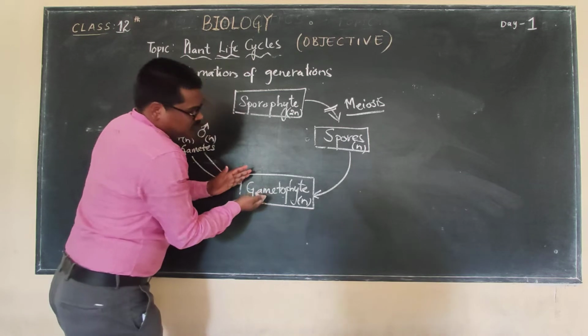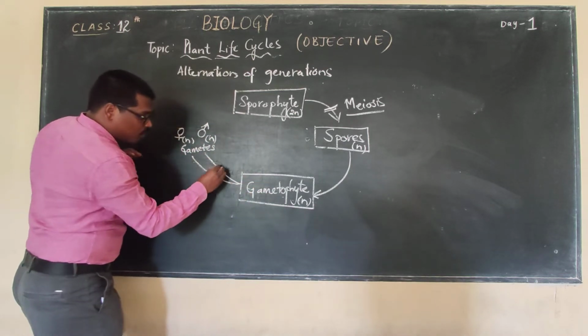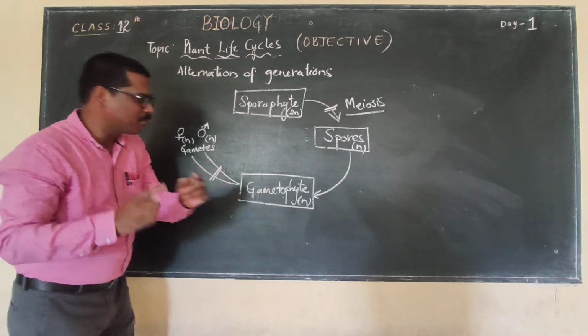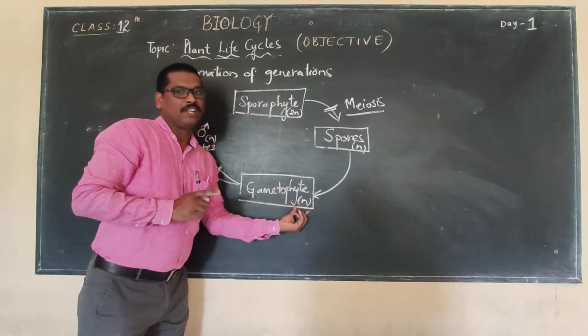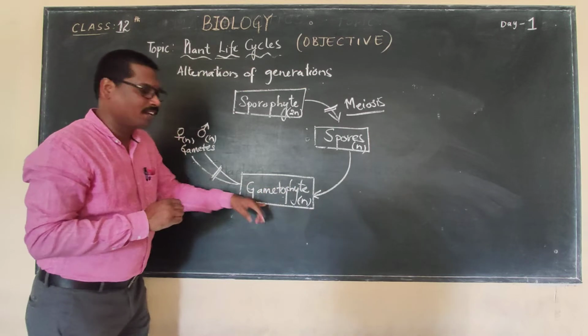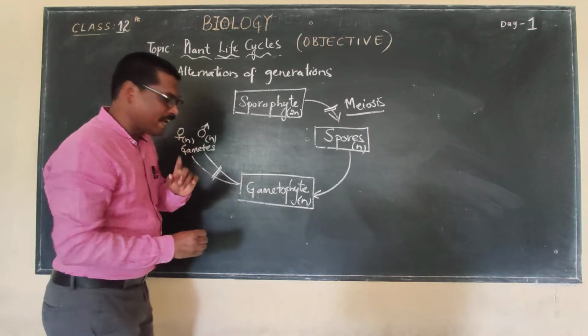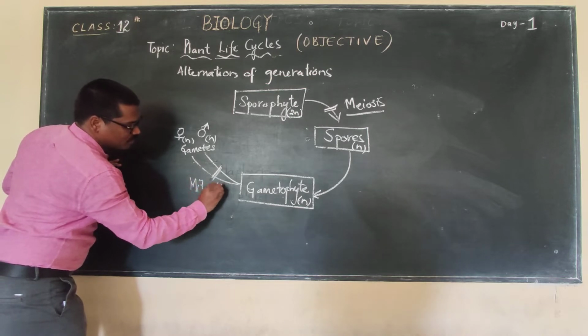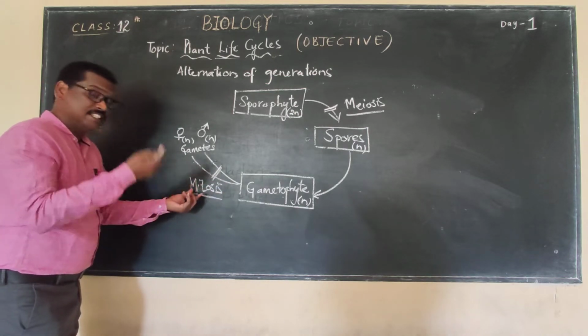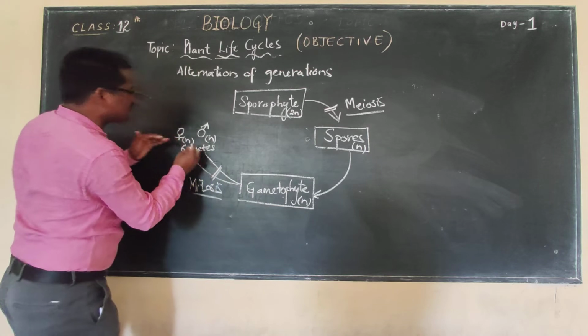Okay, so now this gametophyte is undergoing what type of division? Please remember, here it is already haploid. Gametophyte is haploid. Then what type of division will it be undergoing? It has to undergo only mitosis. It will not undergo meiosis. So here it is undergoing mitosis and produces the gametes.